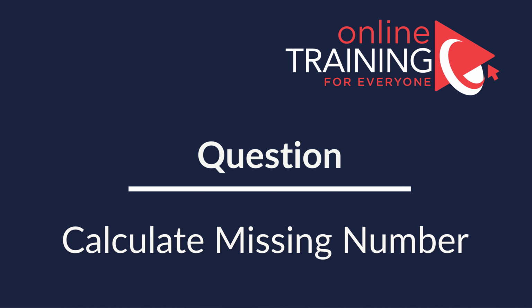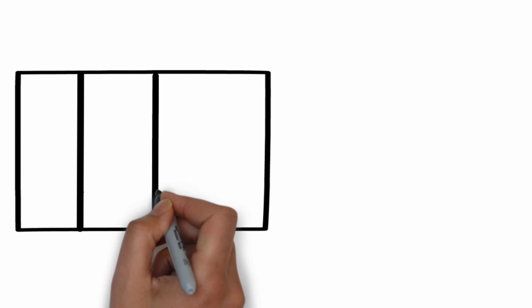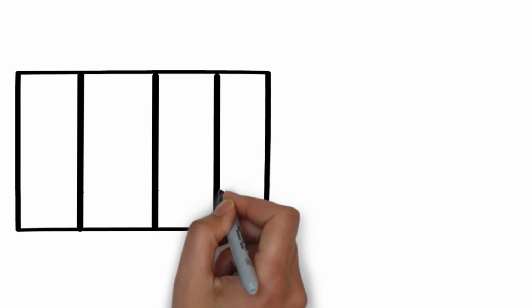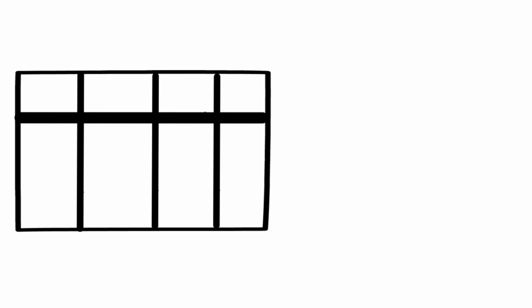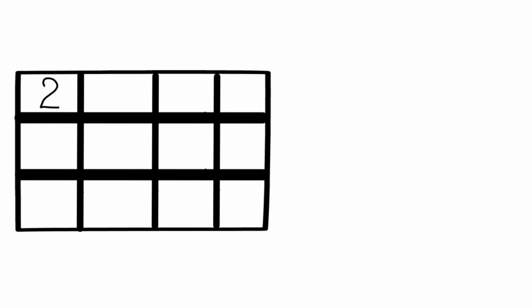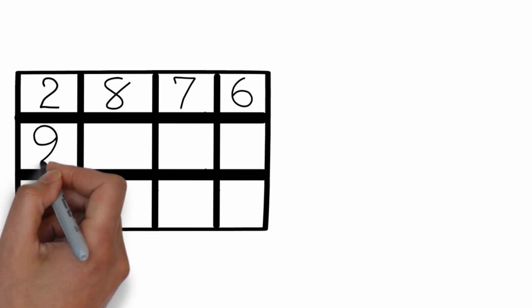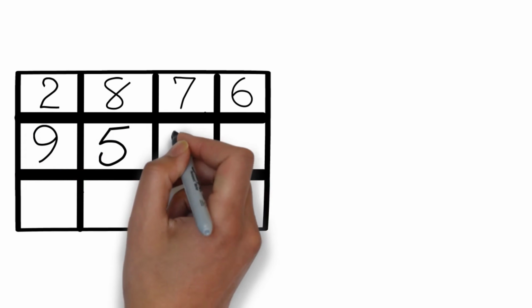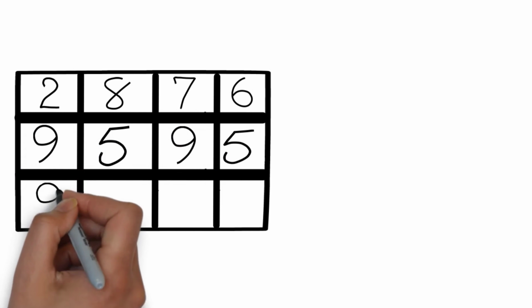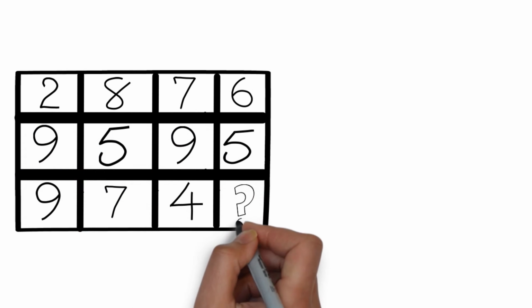Here's one of my favorite questions because it is very frequently used in the test. You're presented with the matrix, a 4x3 matrix. Each cell in the matrix has numbers. For example, the first row has numbers 2, 8, 7, and 6. The second row has numbers 9, 5, 9, 5. And the third row has numbers 9, 7, 4, and one number in the bottom right corner is missing.